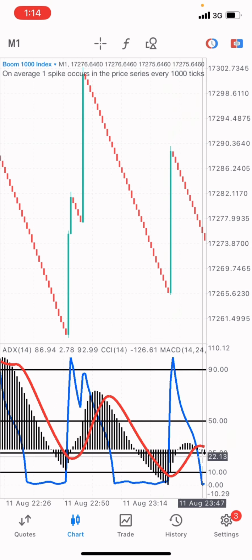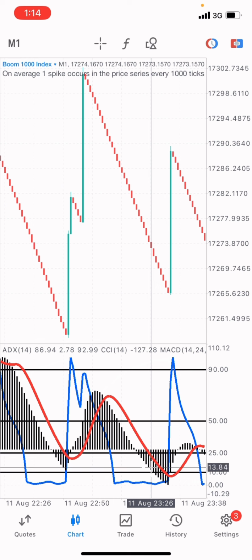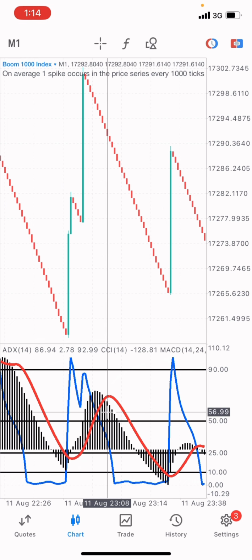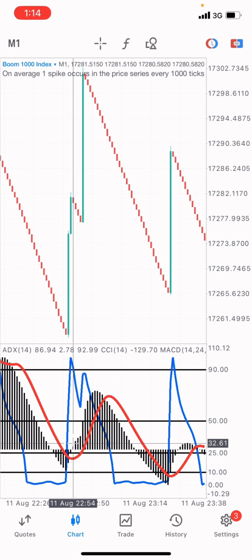Take a look at the MACD indicator. This is the downside of the MACD and this is the uptrend of the MACD. Now whenever there is an uptrend of the MACD right here, the market always buys on Boom. Whenever there is an uptrend.